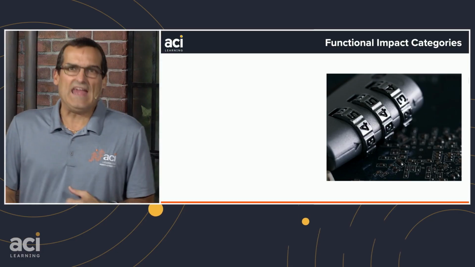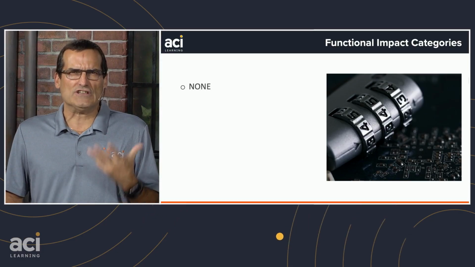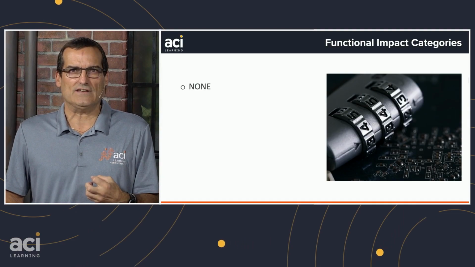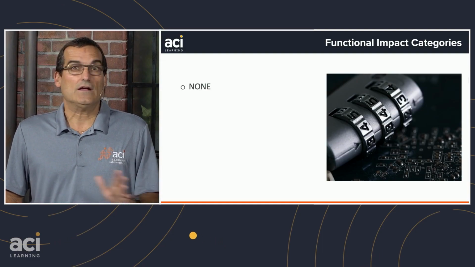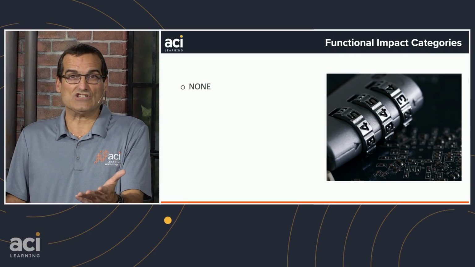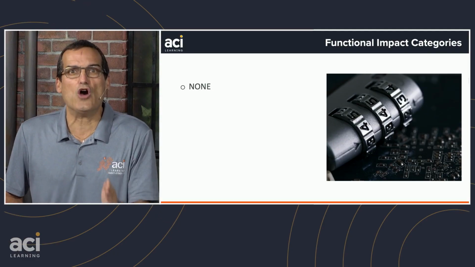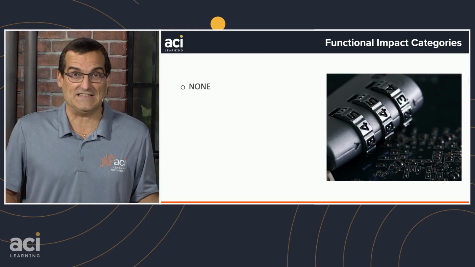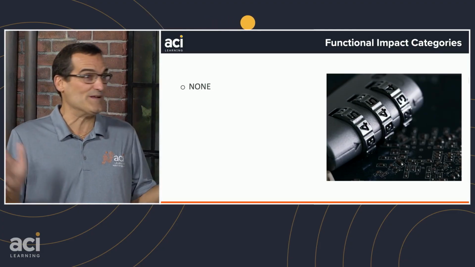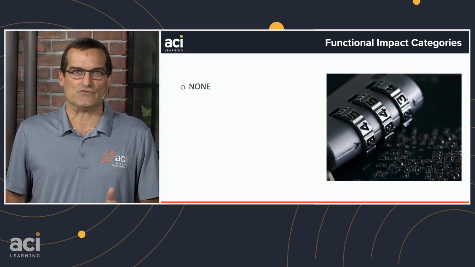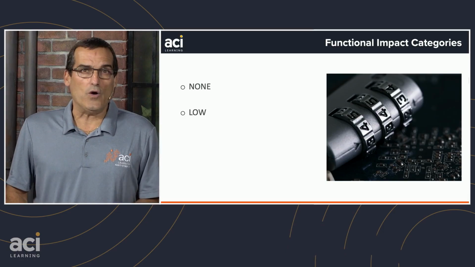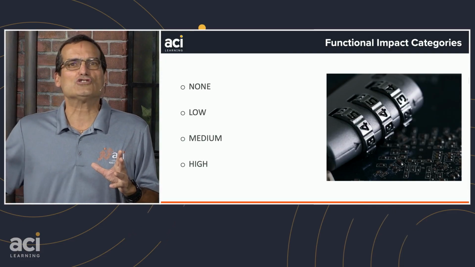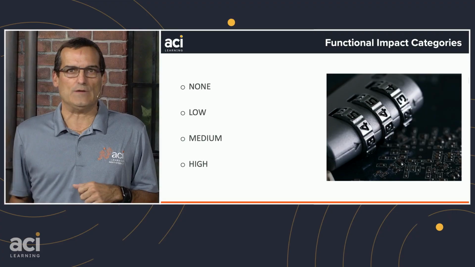For example, if we are looking at the functional impact that a breach has had on our organization, we might rate it as none. Sure, there was a security breach, but there was no impact whatsoever on the functionality of our solution. This is music to the ears of IT administrators, right? Something bad happened and nothing happened as a result of it. We might say low. We might say medium. We might say high for the functional impact that some security breach had on us.